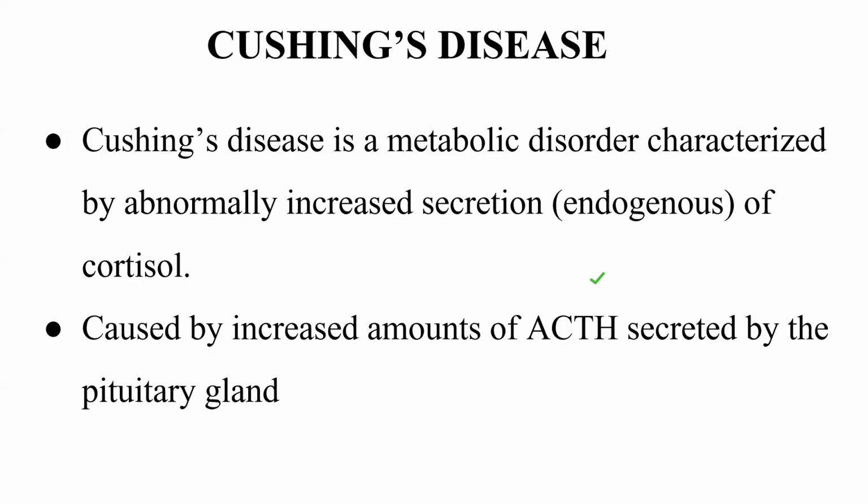Cushing disease is a metabolic disorder characterized by abnormally increased secretion of cortisol. It is caused by an increased amount of ACTH. We've been talking about ACTH since. It is caused by an abnormal increase of ACTH, adrenocorticotropic hormone, secreted by the pituitary gland.